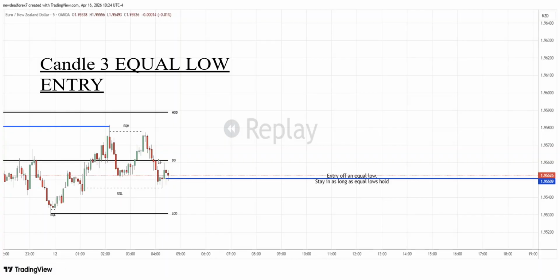So price is below the daily open, and it's approaching these equal lows right here, right? This dashed line. So price is in that general area. This right here does not have to be pretty. All I'm counting on, okay, once price gets to my zone of interest, then I'm going to go ahead and get in. As long as these equal lows hold, I'm not going to exit the trade.